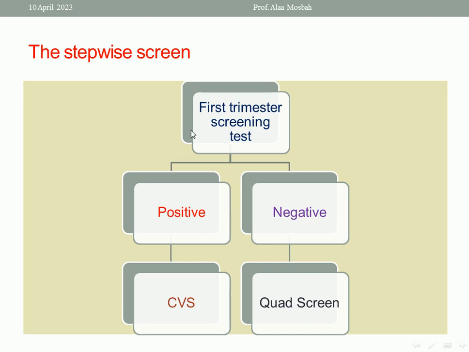Okay? So this is called stepwise screen. So what is the difference? The difference here, we did first trimester screen and the result is either positive or negative. If it is positive, we can cut it short. Cut it short means what? Reach the diagnosis by doing chorionic villus sampling to know if there is aneuploidy or chromosomal abnormalities or not. But what if the result is negative? We are going to do quad screen in mid-trimester. Okay, this is called stepwise screen.